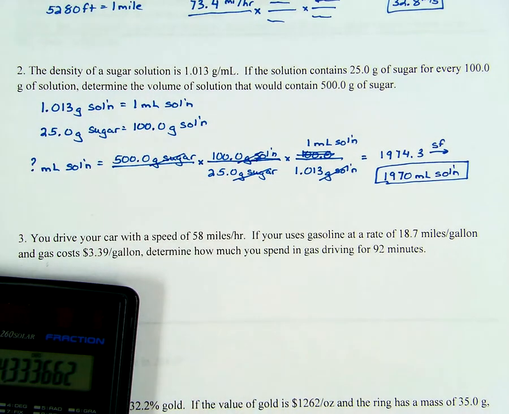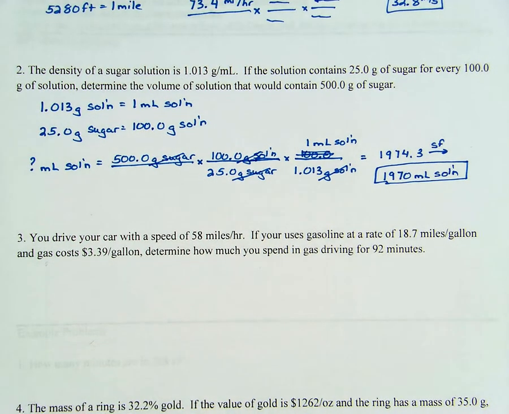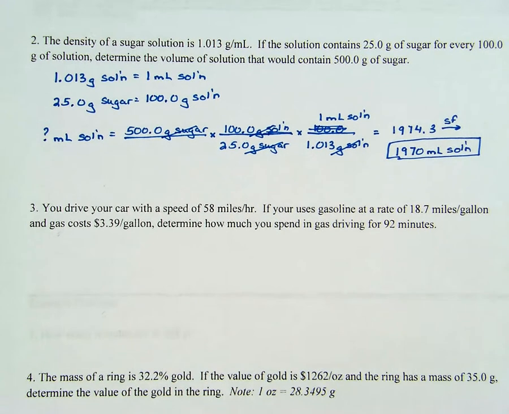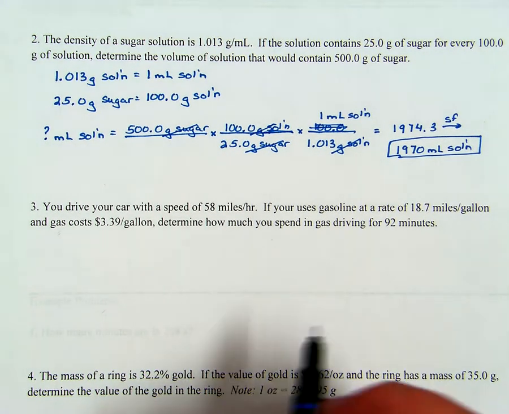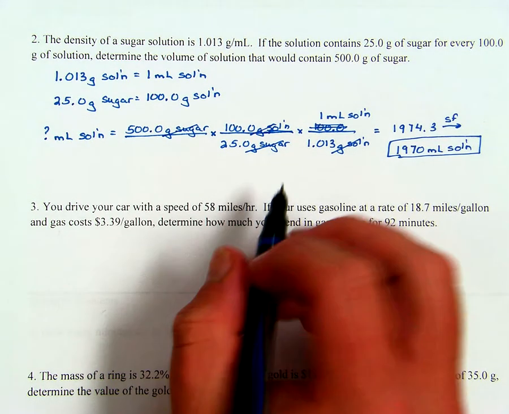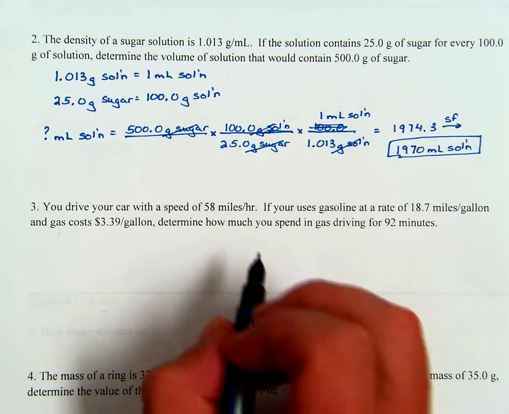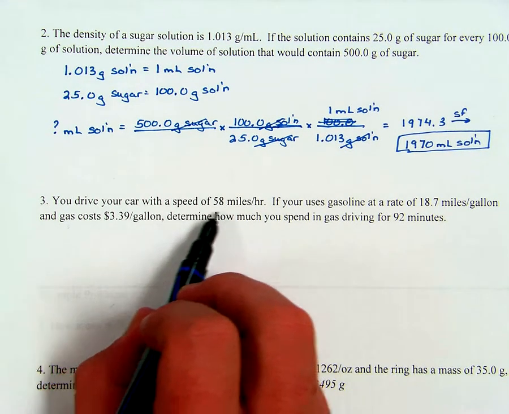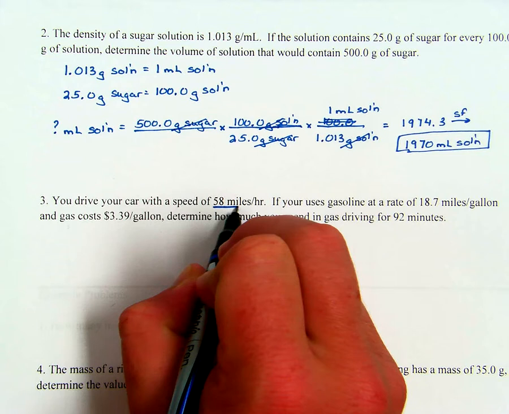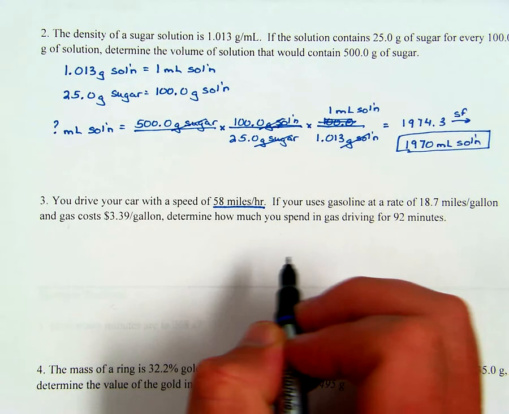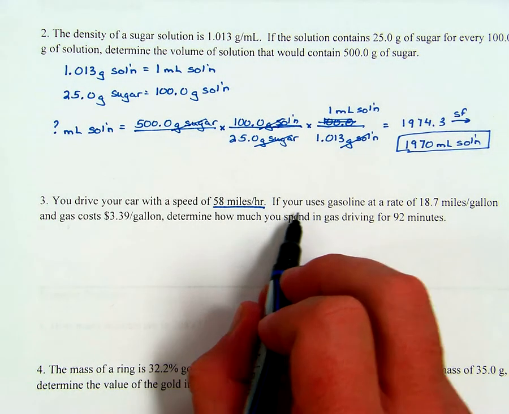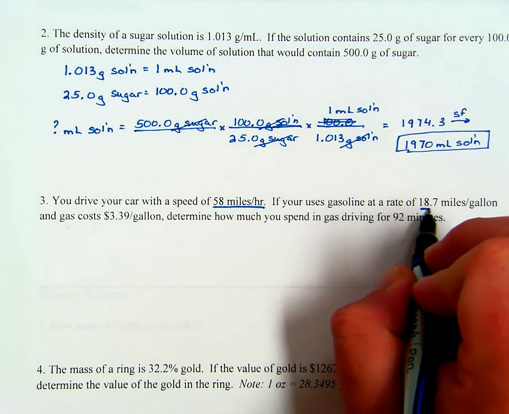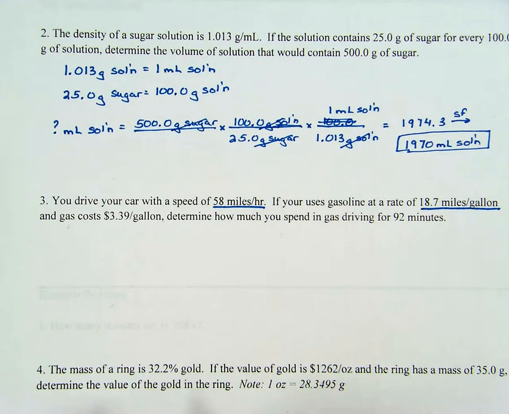Alright, question number 3. Go ahead and read that to yourself if you would. When I'm reading this, one thing I like to do from time to time, and you might find it helpful, and we could have done it up here above, especially on number 2, is to underline the conversion factors as I read them. We're told you drive your car with a speed of 58 miles per hour. That would be a conversion factor. 58 miles per 1 hour. You're told your car uses gasoline at a rate of 18.7 miles per gallon. That would be a conversion factor right there. And the gas costs $3.39 per gallon.